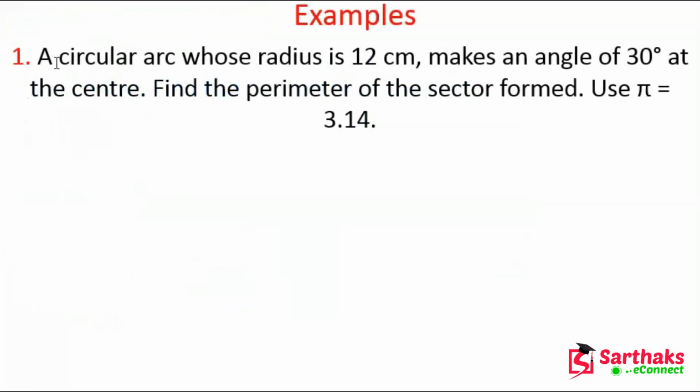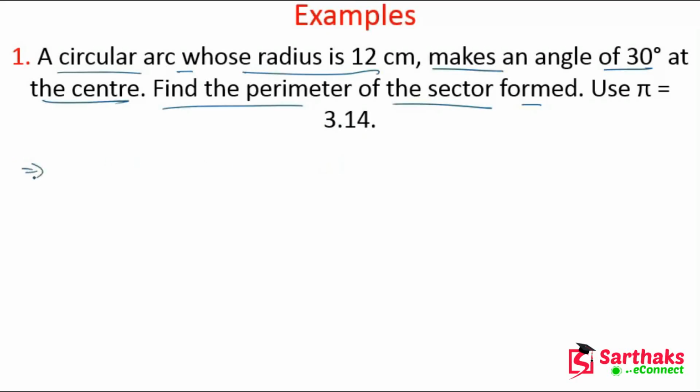Yes, so the first question is a circular arc whose radius is 12 cm makes an angle of 30 degree at the center. Find the perimeter of the sector formed. We have to use pi is equals to 3.14. Okay, so now in the question we have pi which is equals to 3.14. If it is not available, then we can use pi is equals to 22 upon 7.